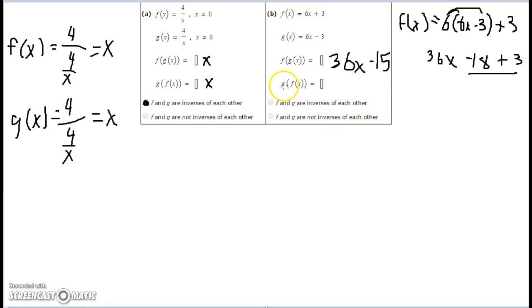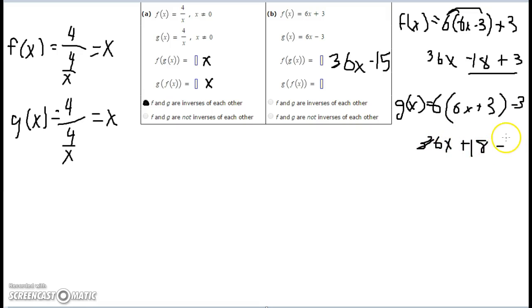So now I'm going to do the same thing. So I take my g equation, g of x, which equals 6x minus 3. So I write my 6, but instead of x, I'm going to take my whole f equation and plug it in. So 6x plus 3. And then I'll put my minus 3 on the outside. So again, I distribute, which gives me 36x plus 18, and then minus 3.